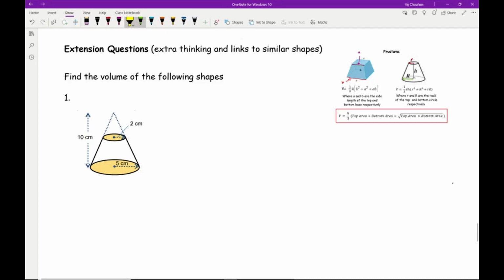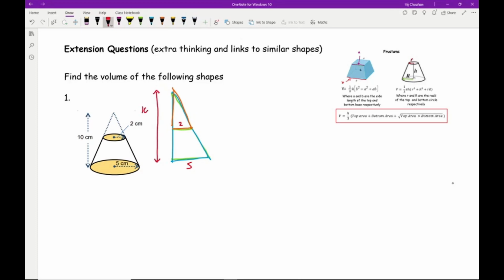Now it might be difficult to see this, but if I just draw some lines here, I've got two similar triangles. I've got this big triangle here, which I'm just going to highlight in blue, and I've got a smaller triangle which I'll highlight in orange. In terms of the information I've been given in the question, I know that this height is 2, this is 5, and the total height is 10.